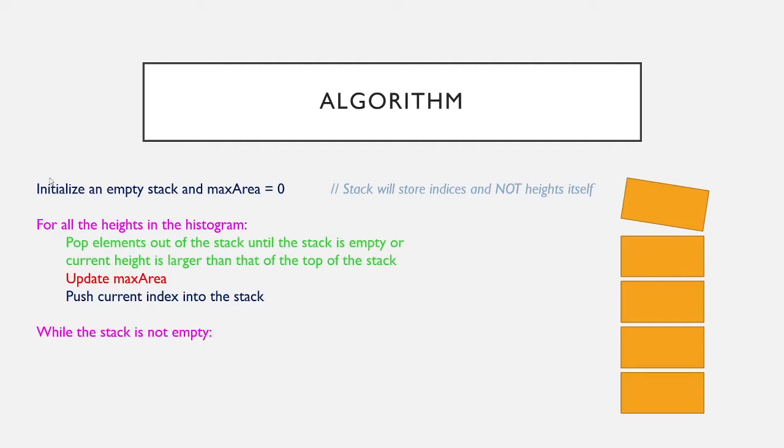And after that, once all the elements are pushed in the stack, you keep on popping elements out of the stack until the stack is empty. The way you do it is that you pop elements out of it, and once you pop one element, you update the max area and then you return. That's pretty much it. That's pretty simple. Now let's take a look at the code for this.